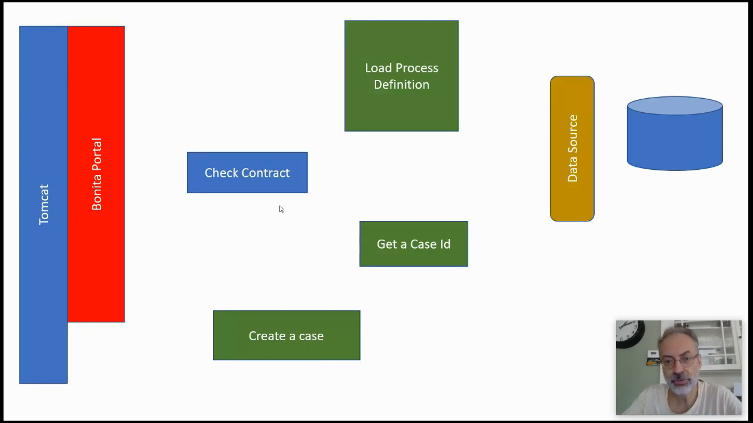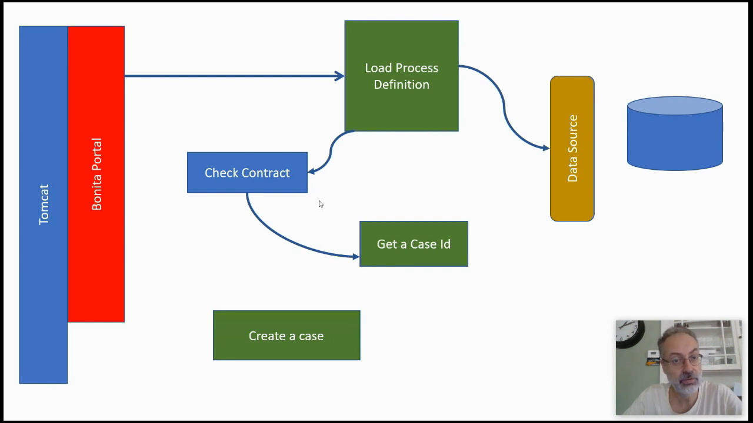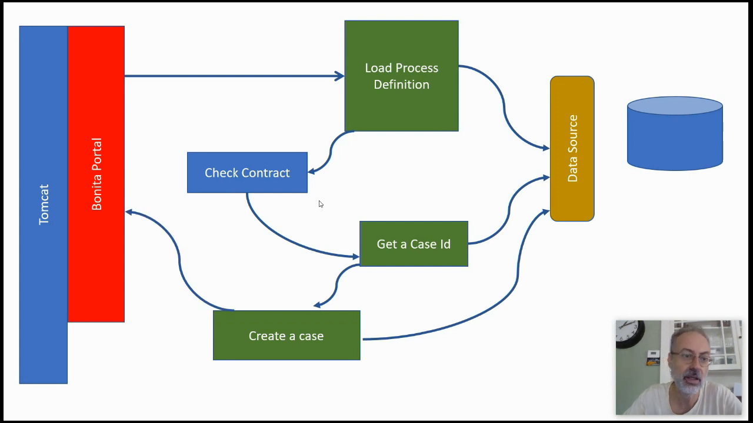Of course, it's not so simple. For example, for a thread to create a case, first it will load the process definitions to know on which process you want to create the case, and go to the data source to look at the database and check the contracts, meaning what the user gave in the forms. Then you have to get a case ID, which must be unique, so again you go to the database. Finally you create the case, which goes again to the database via the data source, and then goes back to the portal to give the answer to the customer. That's only the main idea of what's happening behind the scene.